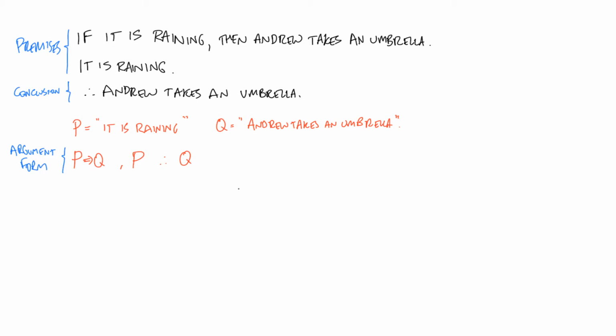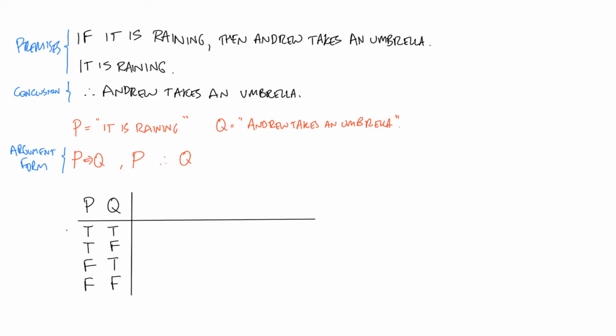To test this, let's use a truth table. I've got my two variables, P and Q. And let's consider the possible values that P and Q could take. Either they're both true, or P is true and Q is false, or P is false and Q is true, or they're both false. And these four rows correspond with the four possible situations that we might be in, or we could interpret them as four kinds of people. So each kind of person has some beliefs about whether or not it's raining, and some belief about whether or not I take my umbrella.